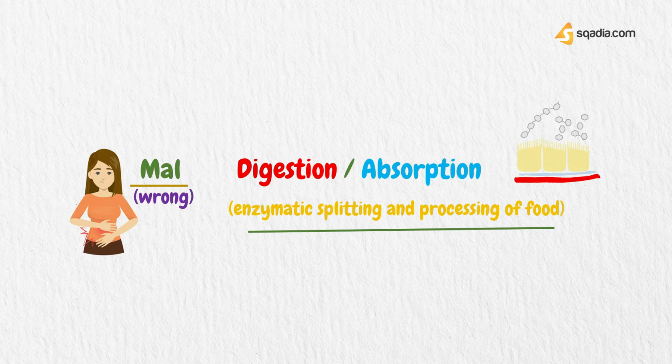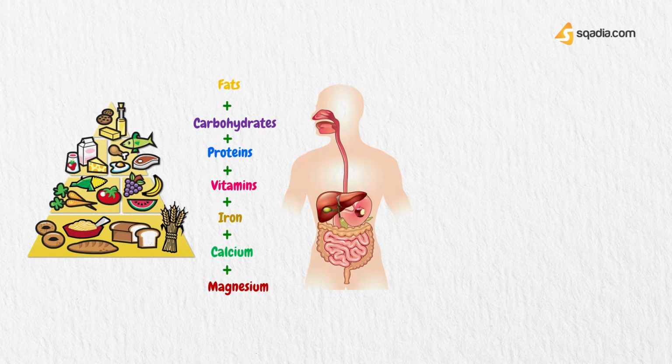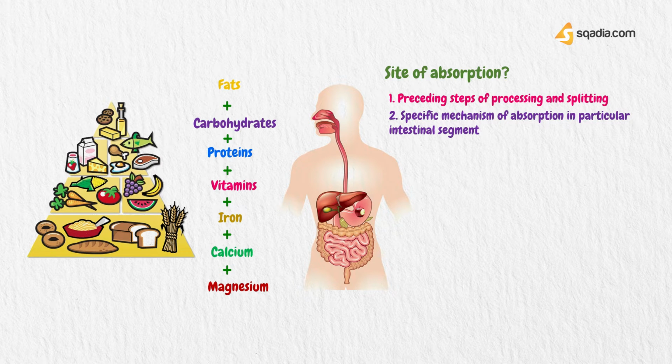We know that our food contains three main energy sources, that are fats, carbohydrates, and proteins, plus vitamins, iron, calcium, magnesium, and some other elements. All of these have to be processed and absorbed before reaching blood, right? Now, different constituents of food have different sites of absorption, which mainly depends on two factors. Number one, the number and duration of preceding steps of processing and splitting. And number two, the provision of specific mechanism of absorption in different segments of the gastrointestinal tract.